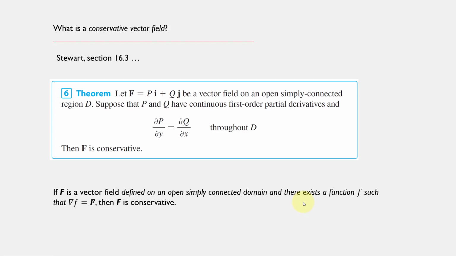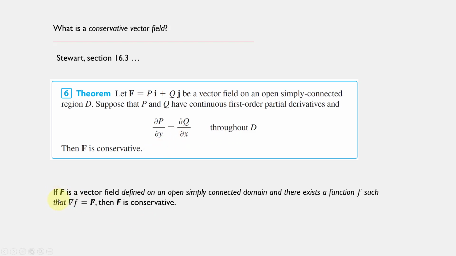But Theorem 6, same section, Stewart book, says, suppose that you have a vector field that is composed of some function P of x and y in the i component and Q of x and y in the j component. Suppose that is a vector field on an open simply connected region D. Suppose that P and Q have continuous first-order partial derivatives. So if you took the derivative of each of these P and Q, that's still continuous. And furthermore, when the derivative of the first one with respect to y equals the derivative of the second one with respect to x throughout that region D, then the field is conservative.